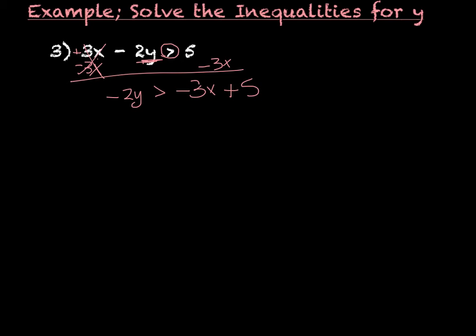Okay, the next step is to get rid of the negative 2. It's negative 2 times y. So if it was an equal sign, we would do the opposite of multiplication, which is division. Divide by -2. And I have y is less than.